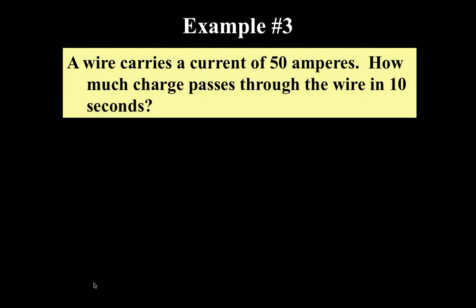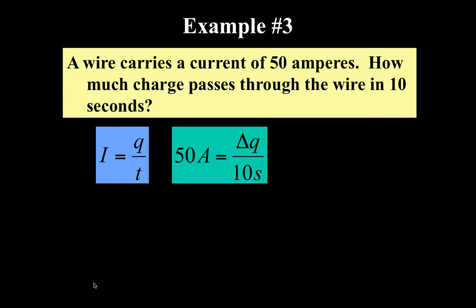Our last example, a wire carries a current of 50 amperes. How much charge passes through the wire in 10 seconds? Here, they give us current, so they give us I. How much charge? We are looking for Q. Passing through the wire in 10 seconds, they give us our T. I equals Q over T. We have 50 amperes is equal to Q over 10 seconds. When in doubt, put 50 over 1. If you do not see how to cross multiply, make sure you make a fraction on both sides. 50 times 10 gives us 500 coulombs.